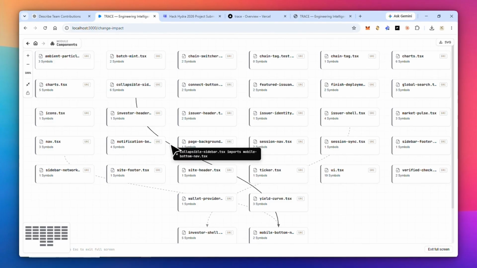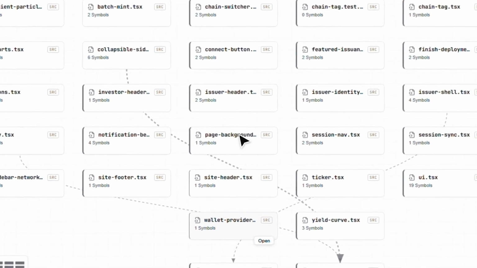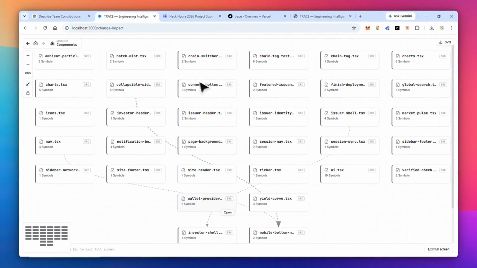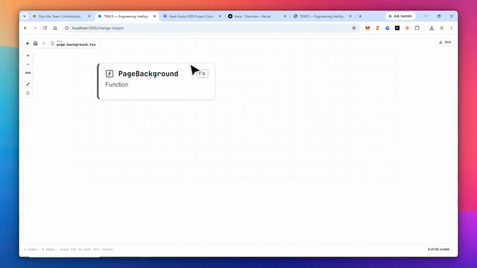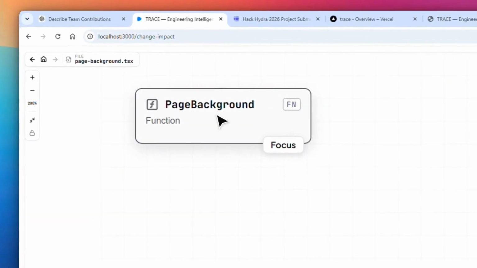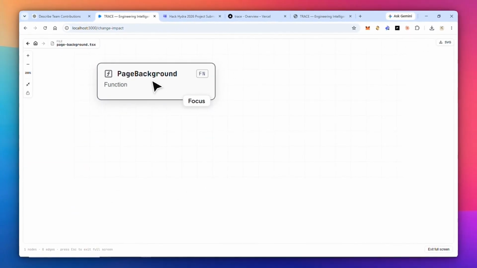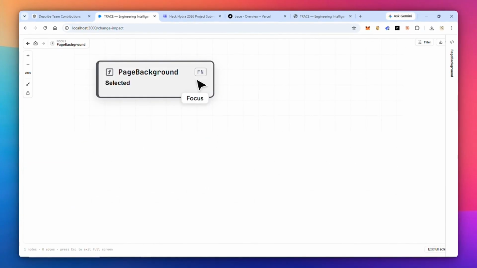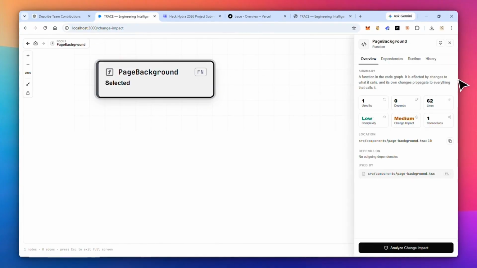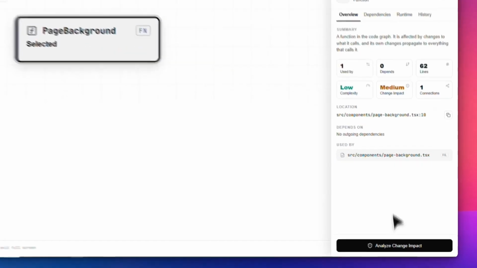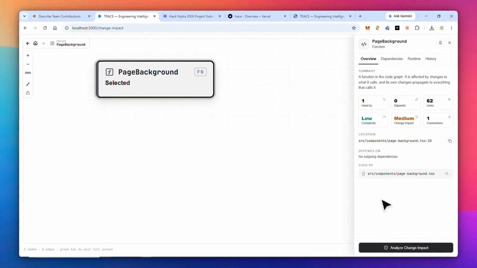When I analyze a repository, Trace parses the code using its TypeScript AST pipeline and builds its static architecture into the graph. Instead of treating the code base as thousands of disconnected files, Trace turns it into a connected system that can be explored and queried. From here, developers can move through the architecture and understand how different parts of the application connect, from high-level components down to the individual functions and symbols.